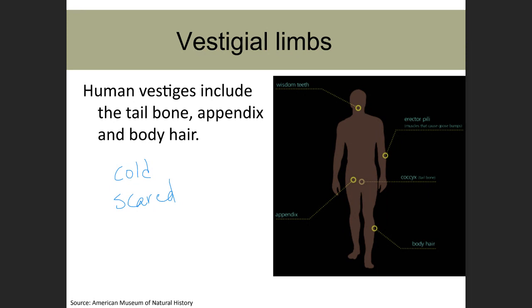Other vestigial traits we still have: we still have a tailbone, which isn't doing much other than getting broken every now and then, right? And an appendix. There's some evidence that maybe the appendix serves a purpose, but it certainly can be removed without hurting people, right? You don't need it to live, but it may have in the past been much more important.